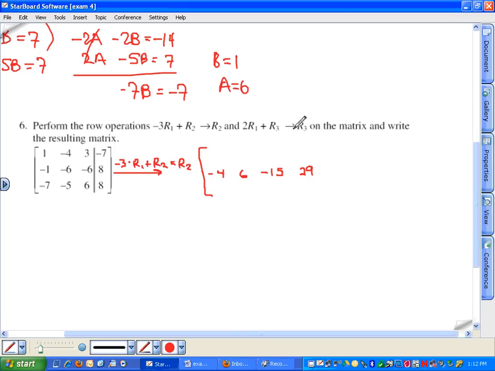Now, the second row operation here is we're going to take 2 times row 1, add that to row 3. That's going to become our new row 3. So now row 3 is being affected. We have to take 2 times row 1, so this is 2 times 1, which is 2, add -7, we get -5. 2 times row 1 makes -8, added to -5 makes -13. 2 times row 1 is 6. 6 plus 6 is 12. 2 times row 1 here is -14. -14 plus 8 is -6. Row 1 remains unchanged.